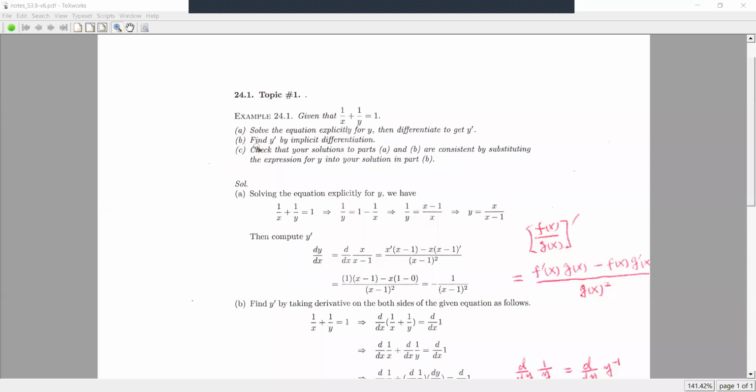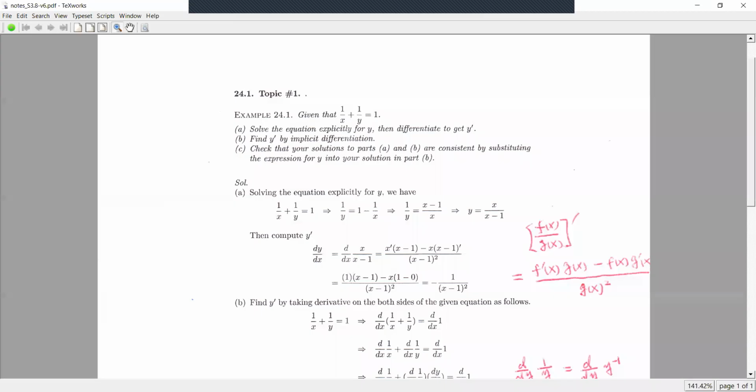Part B. Find y prime by implicit differentiation. That is, don't solve the given equation for y, then compute y prime. Instead, take the derivative on the given equation to get y prime. This is the given equation. Take the derivative on the left side and on the right side. Then we have this equation.